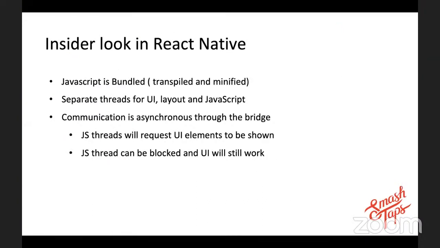So as for the guys who know React, it bundles the JavaScript code that we write. It gets transpiled and minified. Transpiled means from various ES6, ES7, or ES anything like that, it transpiles to ES5, and it's also minified when the bundle is being compiled. So the JavaScript bundle is compiled. As I told you before, there are separate threads for UI layout and JavaScript in the React Native framework architecture.